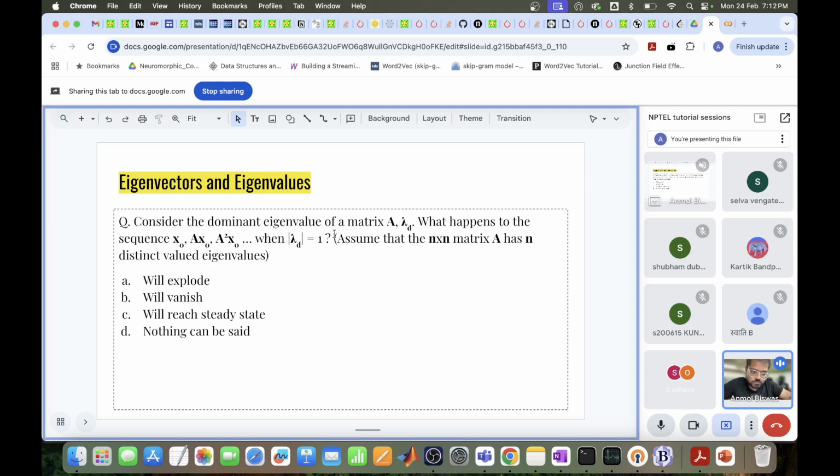So what will happen if it is exactly 1? Even this part follows from the previous discussion. You can easily figure it out, right? Based on the final form of that equation that we got.